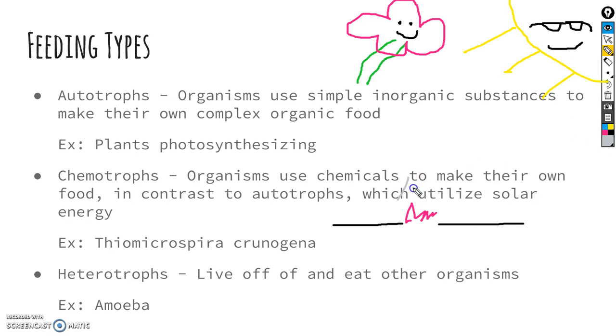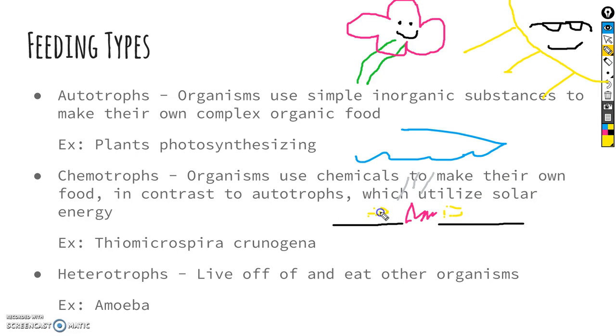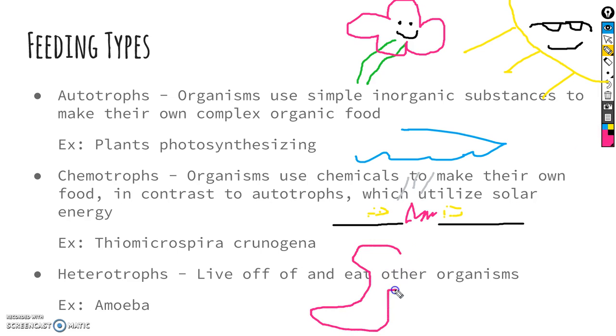Thiomicrospira crunogena. And the final type of feeding type is a heterotroph, which is an animal that lives off of and eats other organisms, such as autotrophs and chemotrophs. An example of a heterotroph is an amoeba.